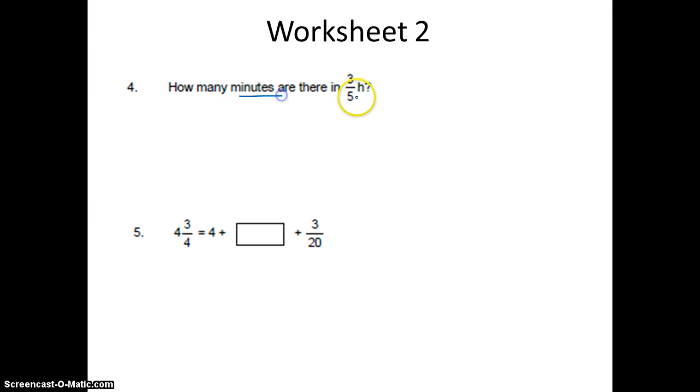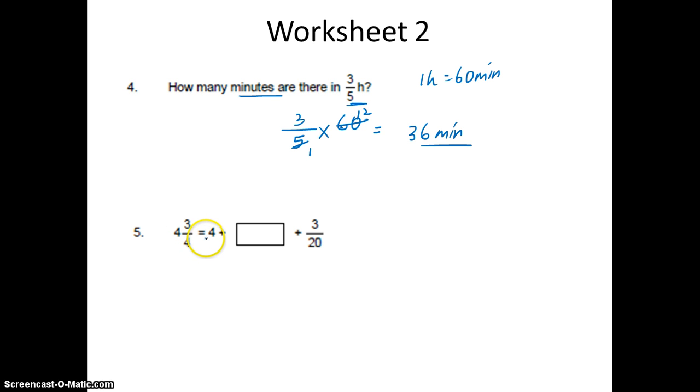How many minutes are there in 3 and 3/5 hour? Again, I know 1 hour is 60 minutes. So 3 and 3/5 hour will be 3/5 times 60. And the answer is 36 minutes.